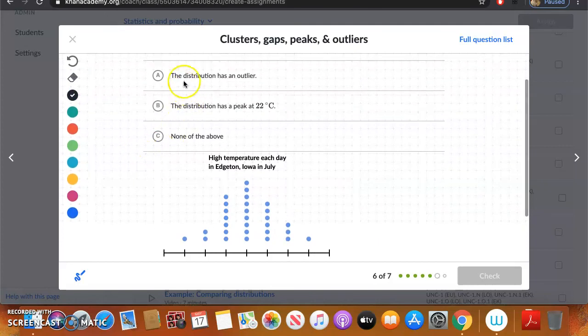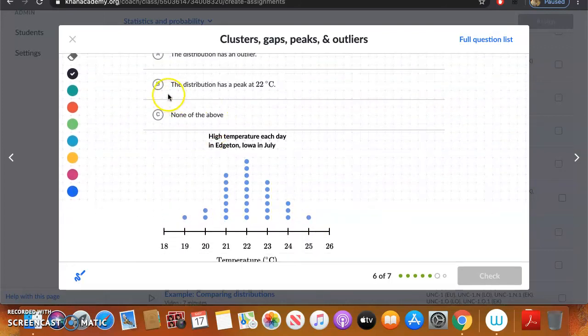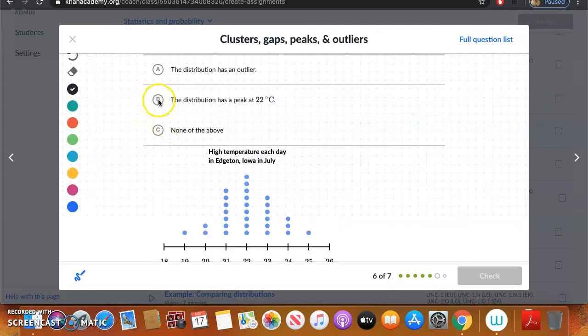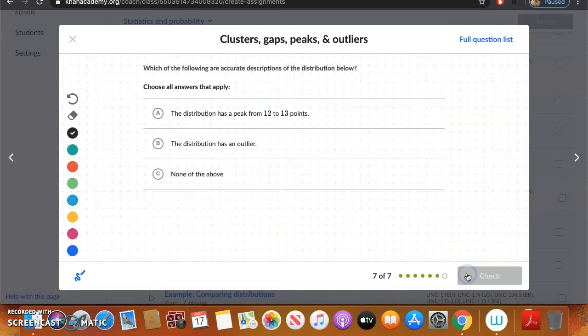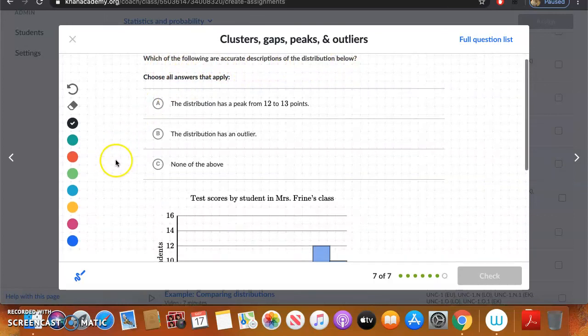Let's take a look. Distribution has an outlier. Well, you can't really call these outliers because, again, what do you need for an outlier? You need a nice big gap, correct? And there is no gap here. There's no outliers. The distribution has a peak at 22, definitely. All right, and that is it. Okay. Last one. Which of the following are accurate descriptions of the distribution below?